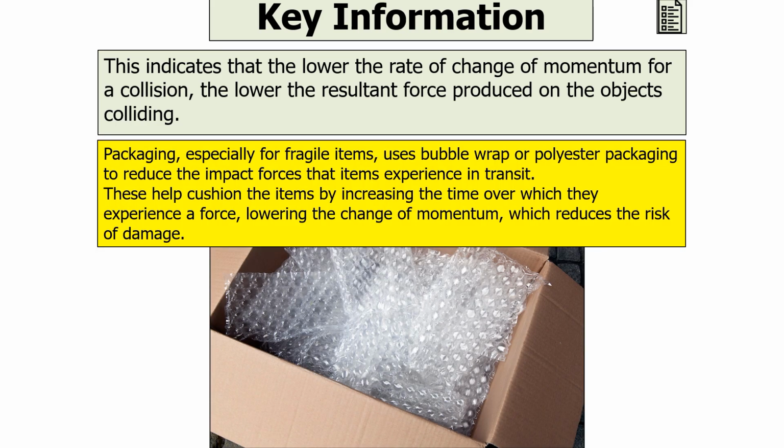Now, packaging, especially for fragile items, uses bubble wrap or polyester packaging to reduce the impact forces that items experience in transit. This helps cushion the items by increasing the time over which they experience a force, lowering the change of momentum rate, which reduces the risk of damage.